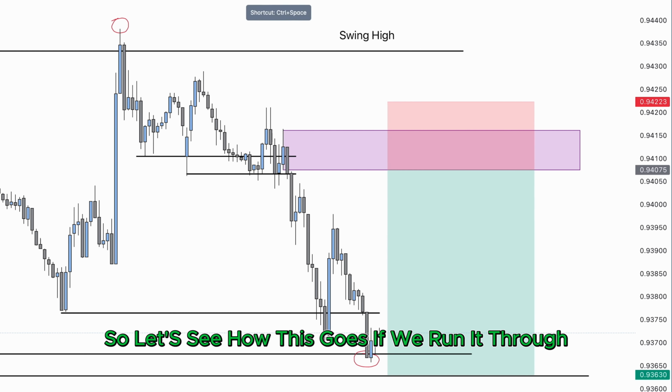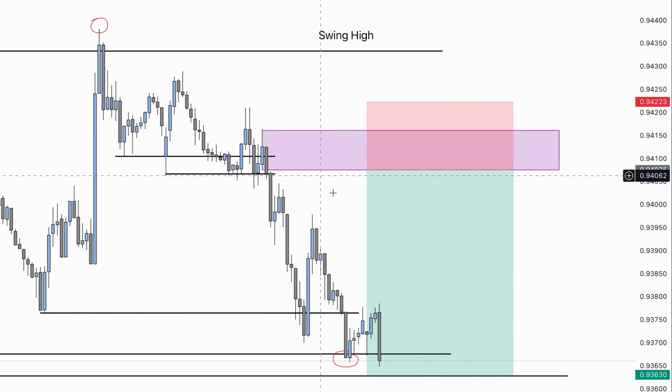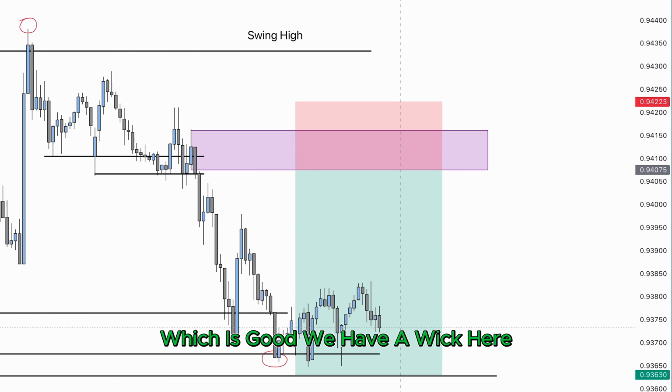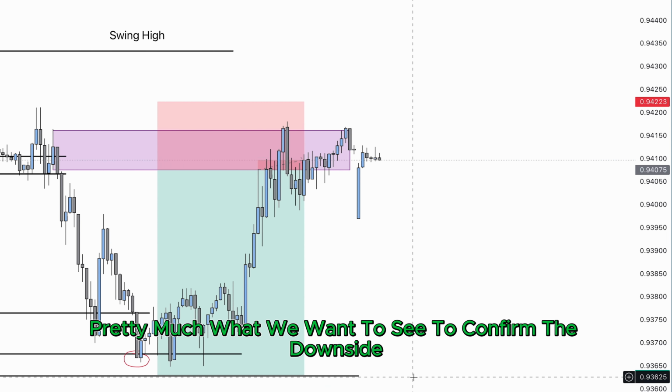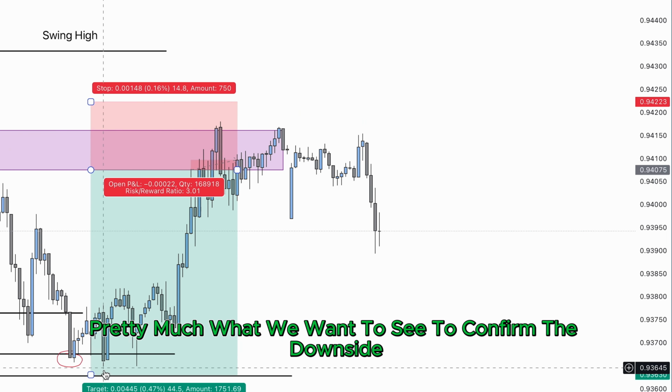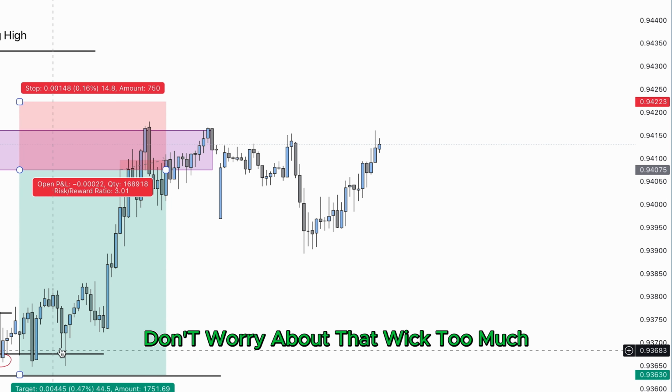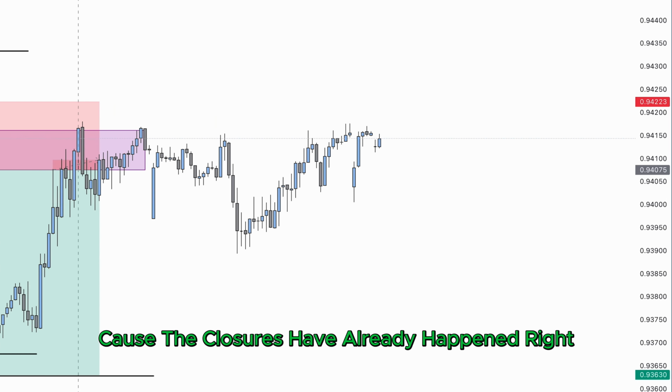If we run it through, we got closure, second closure, which is good. We have a wick here, but the market did already close beneath. So that is a good sign. It's pretty much what we want to see to confirm the downside. If we have closure, then wick, don't worry about that wick too much because the closures have already happened, right?